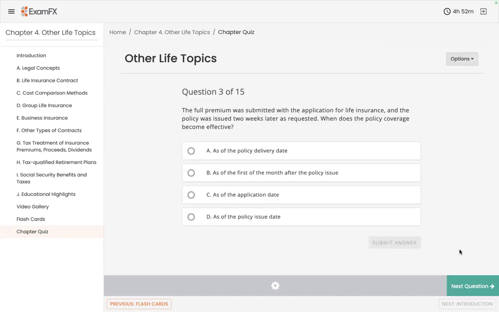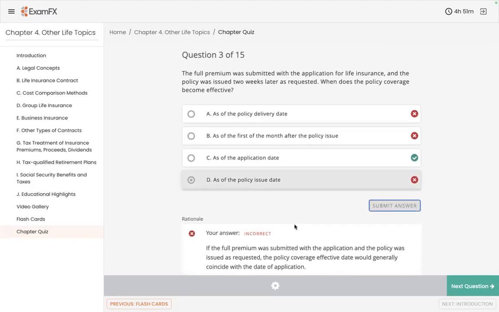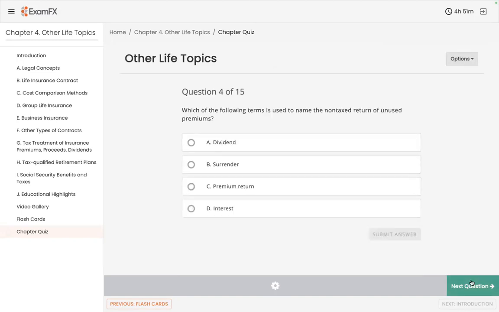The full premium was submitted with the application for life insurance, and the policy was issued 2 weeks later as requested. When does the policy coverage become effective? The policy delivery date? The policy issue date? The application date? It says the policy was issued as requested, and policy coverage generally coincides with the date of application, because money was submitted. This was strange. They submitted money when they applied, but what if they didn't get approved?